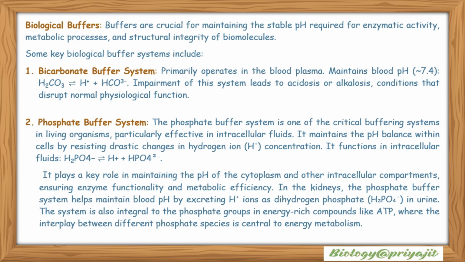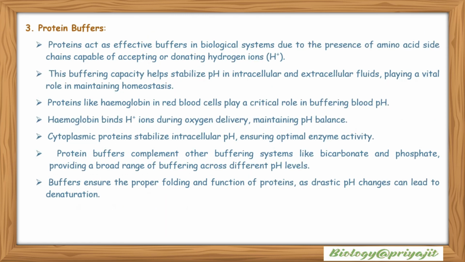In the kidneys, the phosphate buffer system helps maintain blood pH by excreting H plus ions as dihydrogen phosphate in urine. The system is also integral to the phosphate group in energy-rich compounds like ATP, where the interplay between the different phosphate species is central to energy metabolism.